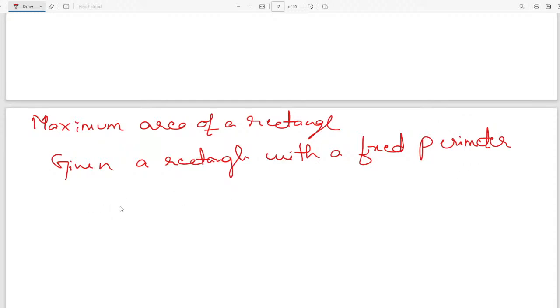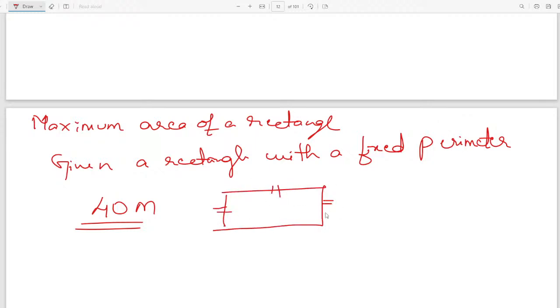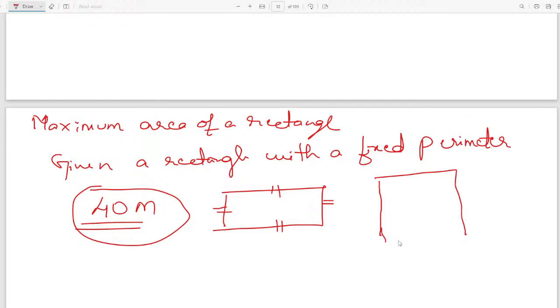For example, let's take the perimeter to be 40. So if we know that the perimeter is 40 meters, like the rectangle's perimeter means this length plus this length plus this length plus this length, if it is given that it is a rectangle with 40 meters as a perimeter, and they are asking what is the maximum area of this rectangle, it will reach the maximum only when it is a square. This is one important property that you have to remember.